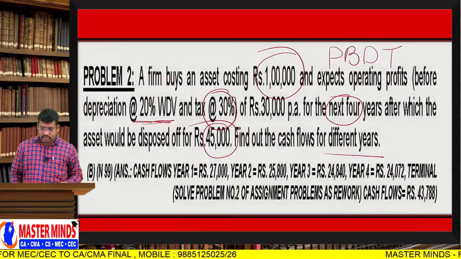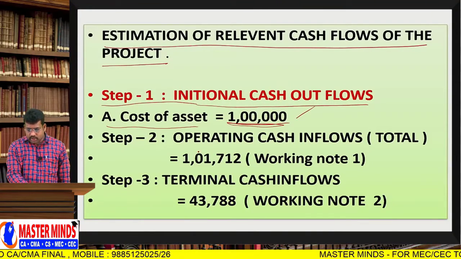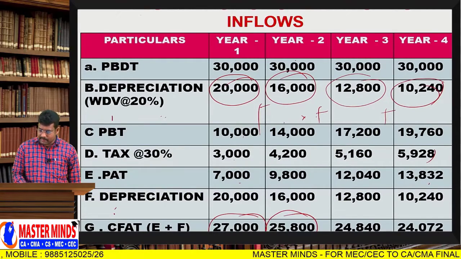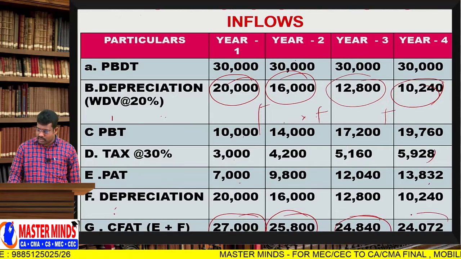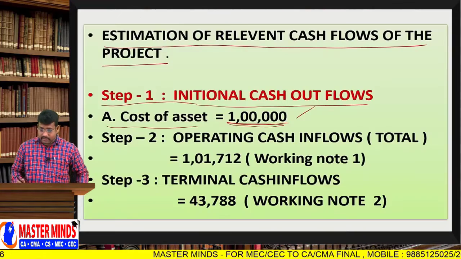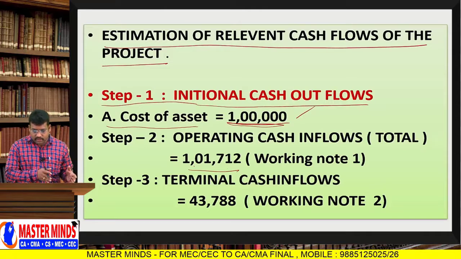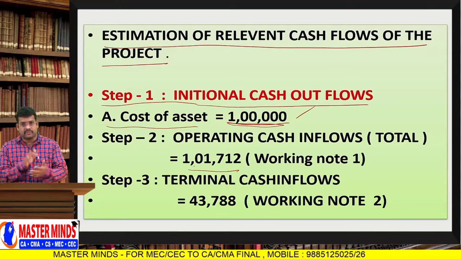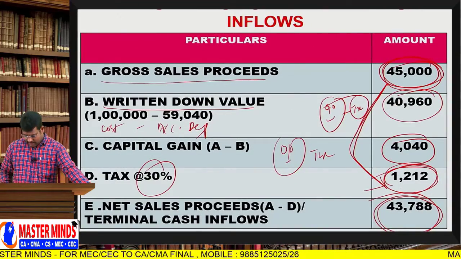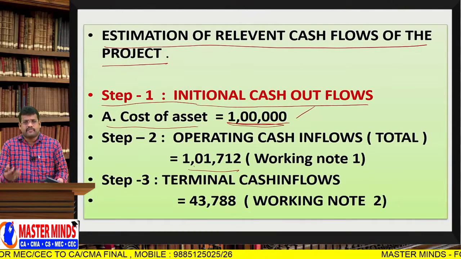Now let's come to the conclusion. How much initial cash outflow did you make? 1 lakh. What is the total operating cash inflow you got? 27,000 plus 25,800 plus 24,840 plus 24,072. By summing up all these values, you will get 1,01,712. You can calculate it. 1,01,712 is your operating cash inflow, whereas the terminal cash inflow you got is 43,788.